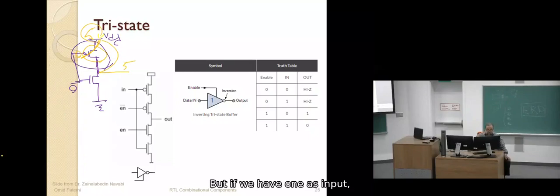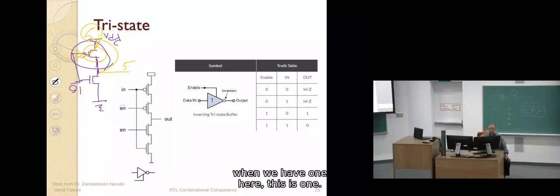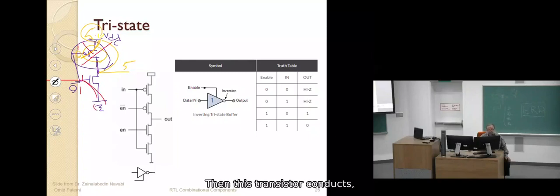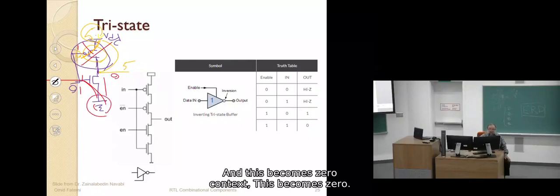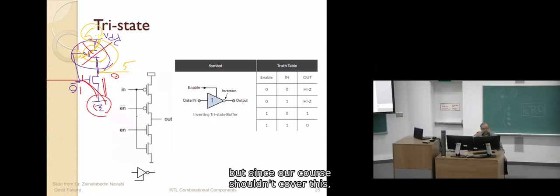But if we have 1 as input, this is 1, this is 5 volts, this is 5 volts, so it doesn't conduct. But here, we have 1 here and 0 here, so this transistor conducts. So this is on, and the output becomes 0. So when we have 0, the output is 1. When we have 1, the output is 0. So it is an inverter. We have built an inverter. I've shown you that before, but since our course shouldn't cover this, I didn't put questions or a quiz for it.